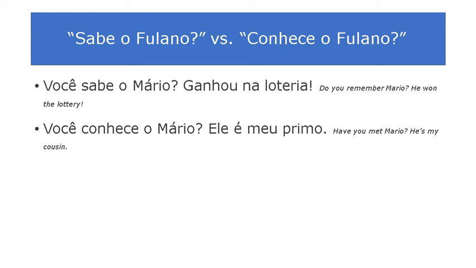Ganhou na loteria. Here, I don't want really to know whether you have familiarity with Mario, if you have this acquaintance with him. I just want to know whether you remember actually that this person exists. So this person becomes a piece of information.